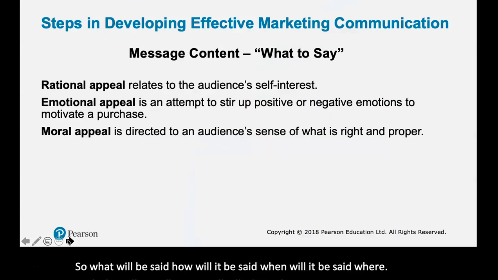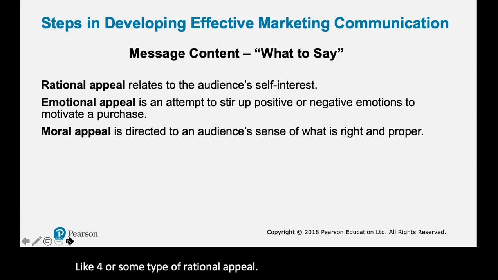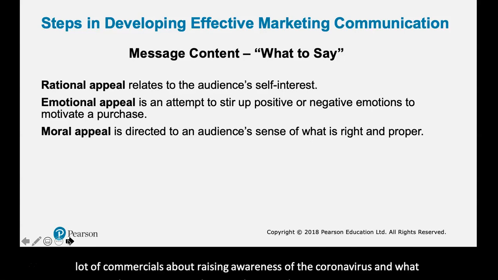So what do we want to say? Well, we can go for some type of rational appeal for consumers. And today, obviously, with the pandemic that we're going through, if you've watched any television this week, you've seen a lot of commercials about raising awareness of the coronavirus and what you can do as a citizen to dampen the spread and minimize the spread of the coronavirus. So it's sort of like a rational appeal and also an emotional appeal, saying, please do your part. And that's what they're really trying to say.